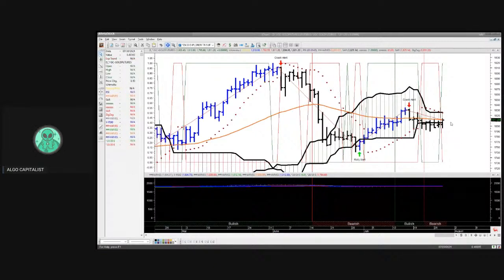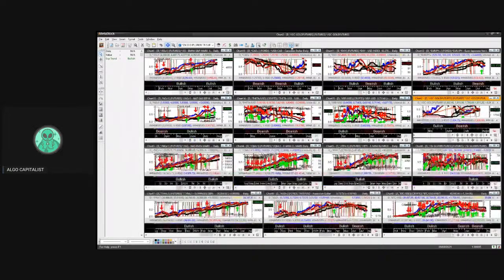And you are in the Kumo cloud, so I'm expecting this sideways movement to continue for the foreseeable future. Just no momentum going on right now there.